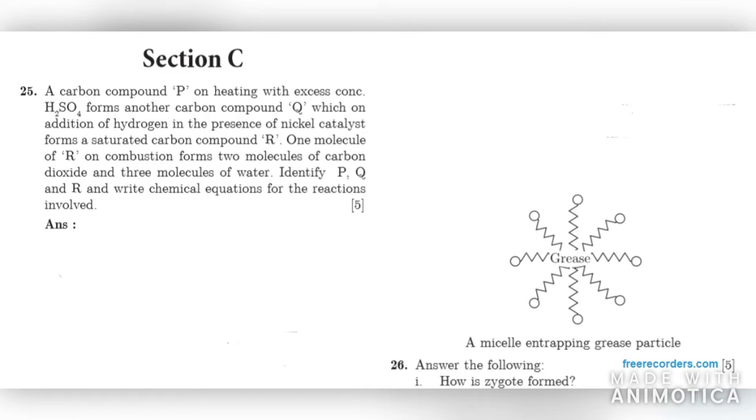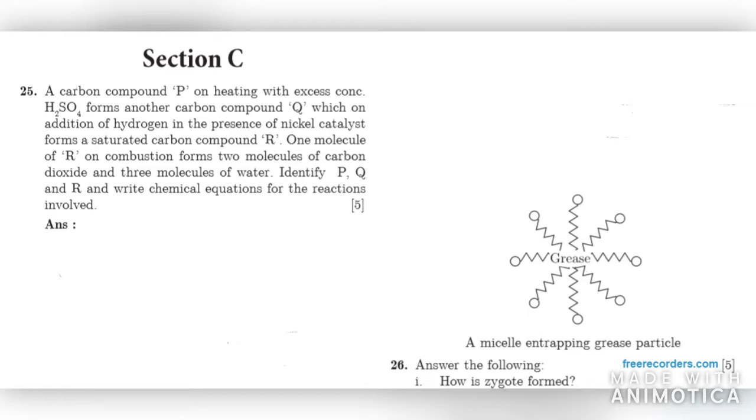Hello all, I will be starting with section C of the science sample paper. It is my third part. The first question, number 25, says a carbon compound P on heating with excess concentrated H2SO4 forms another carbon compound Q, which on addition of hydrogen in the presence of nickel catalyst forms a saturated carbon compound R.